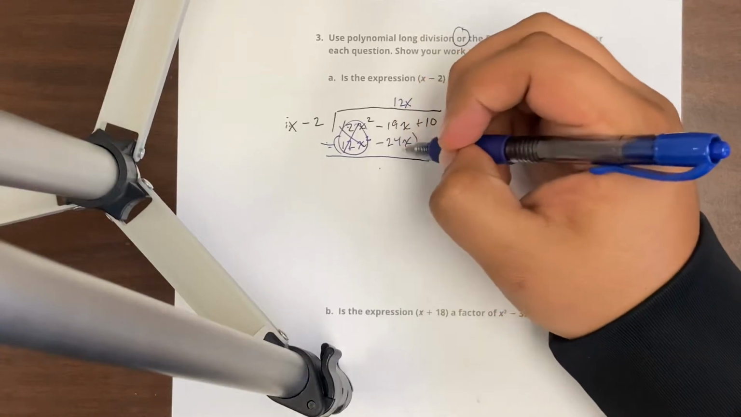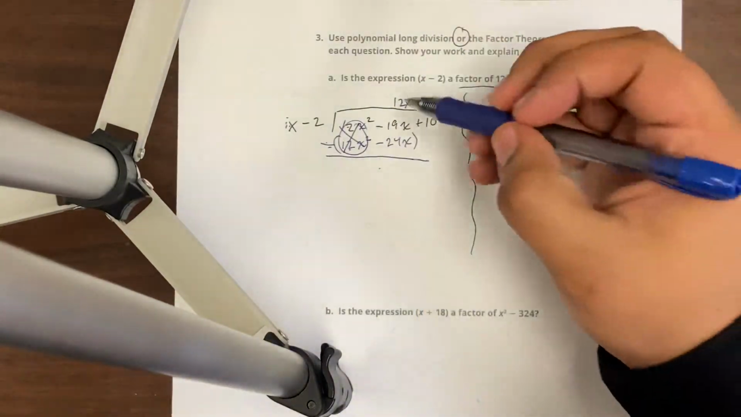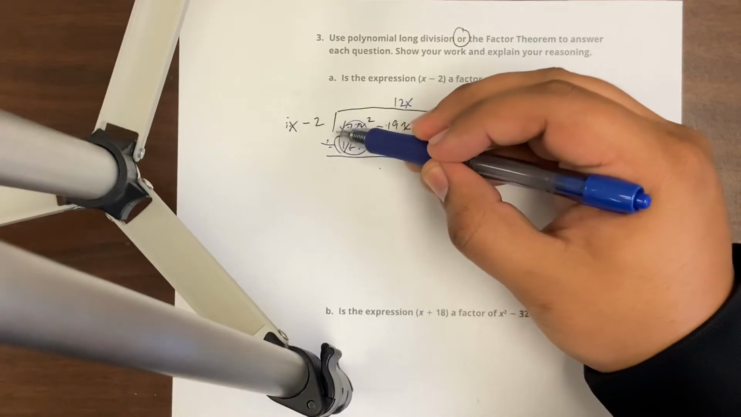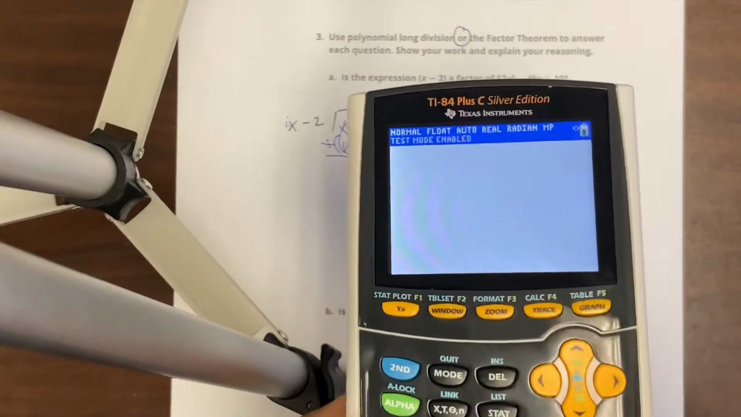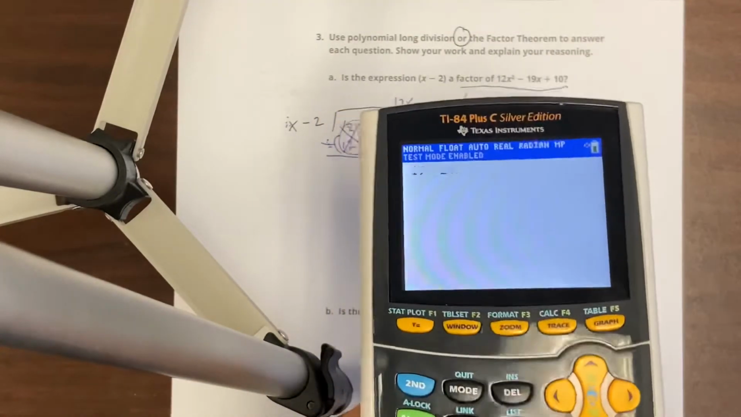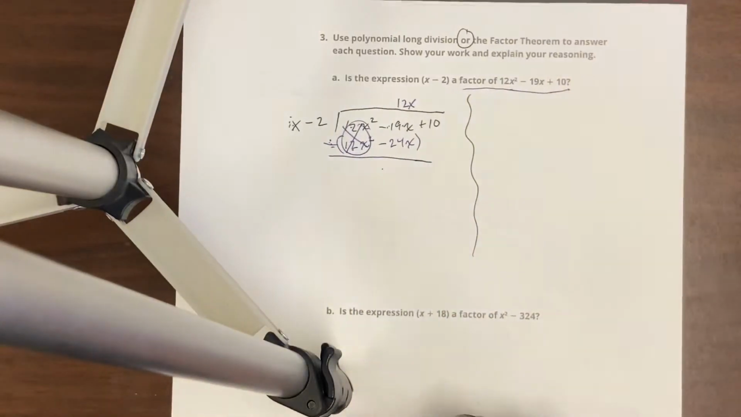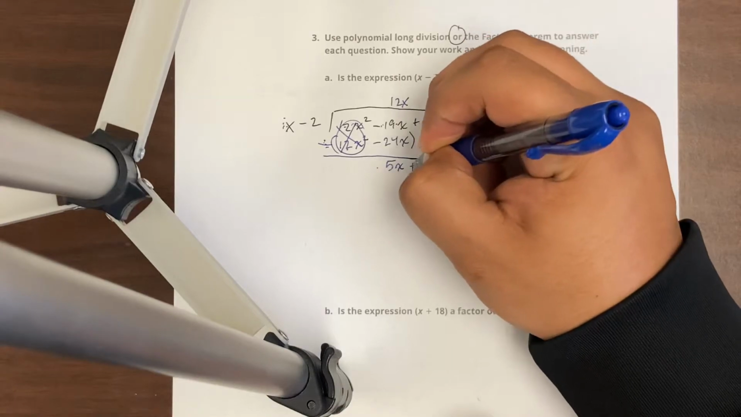Oh, wait. Typed it in wrong. Negative 19 minus negative 24. I typed it wrong. Sorry about that. I was like, what? Minus negative 24 gives me 5. There you go. That looks a lot nicer. Bring it down to 10.